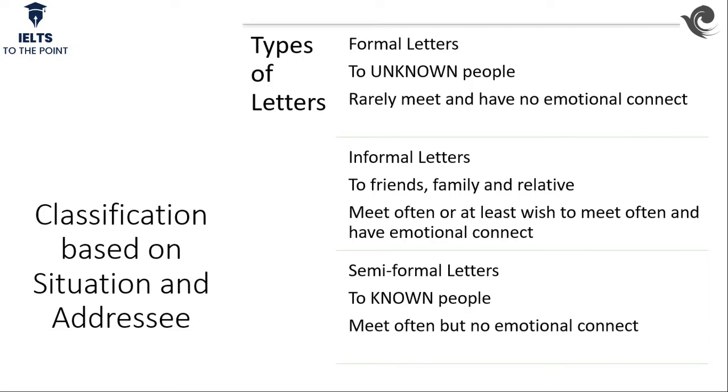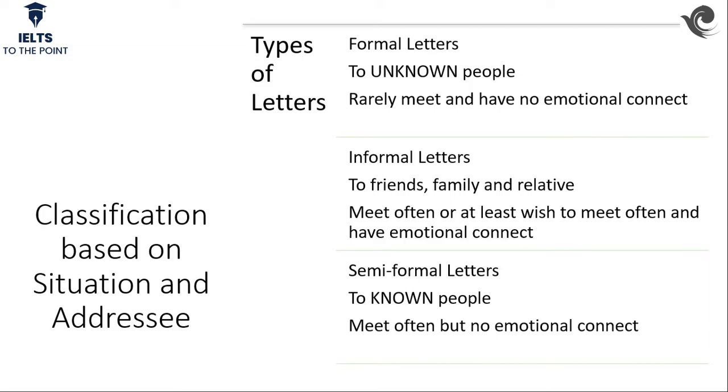Alright, now let's talk about the classification based on the situation and the addressee. If you look at the formal letters, we know that we write formal letters to unknown people, the people who we rarely meet, and specifically we don't have any emotional connect or bond with these people. As far as informal letters are concerned, we write informal letters to friends, family and relatives. These are the people who are probably on the opposite spectrum to the people we write formal letters to. Informal letters are written to all those whom we meet often, or at least wish to meet often, and we definitely have an emotional connect with these people.